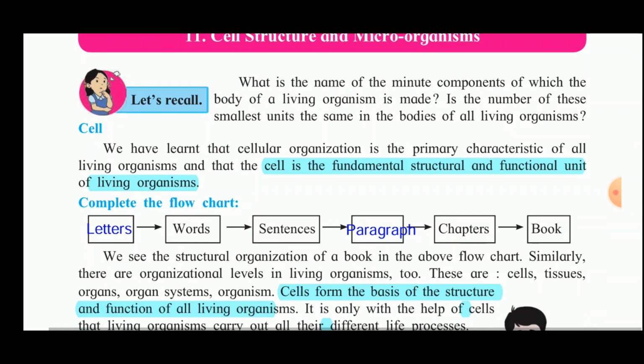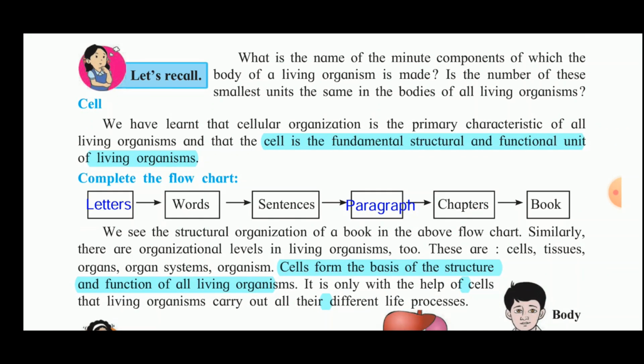Now, let us see how this cell can be compared to the letters, words, sentences, paragraphs and chapters in a book. All of you know that there are 26 letters in an alphabet. These letters form the words, and the words form sentences. Sentences form paragraph. Paragraph forms the chapter, and the chapter forms the book. So, let us compare this with the concepts in the living organisms. So, we see the structural organization of the book in the above flow chart.